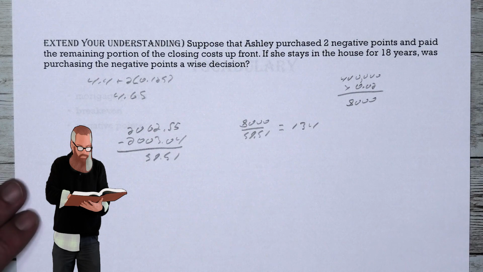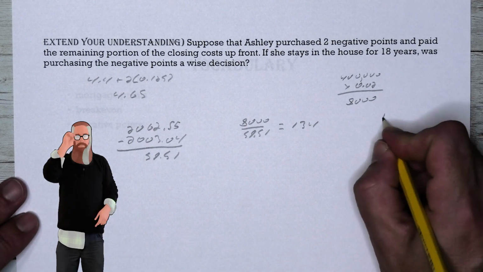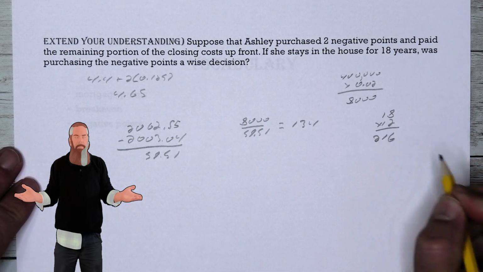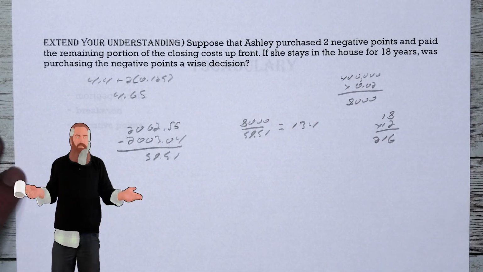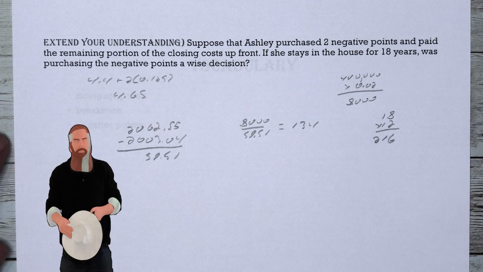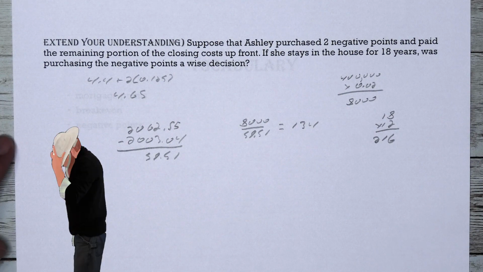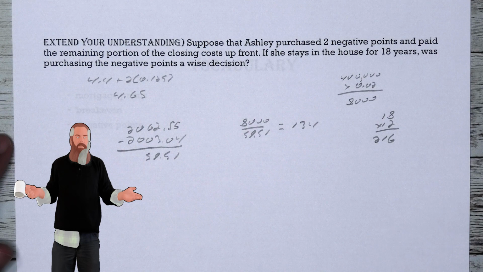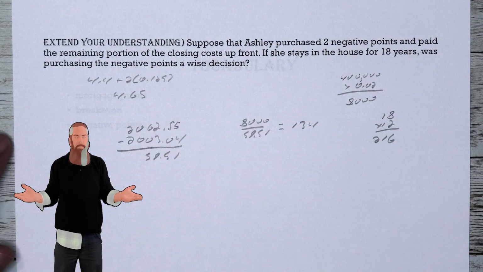Now, she plans on staying in that house for 18 years. So 18 times 12 is 216. So no, she'll have hit the break-even point at 134 months. If she plans on staying for 216 months, she will be paying interest on her loan at the higher percentage rate for approximately 82 months more than after the break-even point.